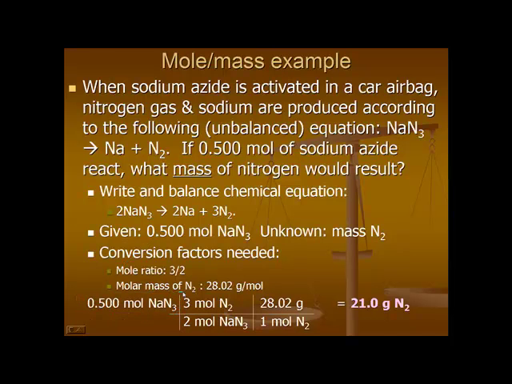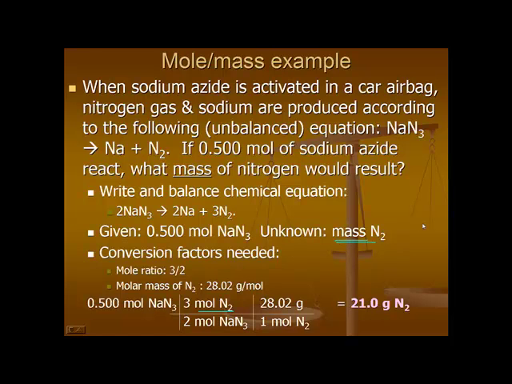This next piece is exactly what we did on the last slide. This is the mole ratio part. I'm trying to get rid of the NaN3, so that's what goes on the bottom. The number comes from the balanced equation. I'm looking for nitrogen, so moles of nitrogen has to go on the top, but the number comes from the balanced equation. Now I've got one more step, because moles of nitrogen is not what I was looking for.